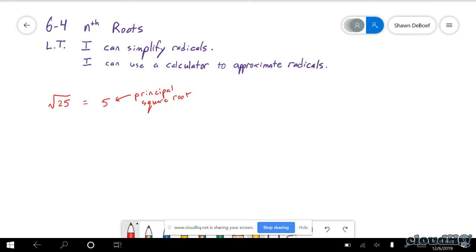If I wanted the one that's not the principal square root, I would put a negative in front of the square root. So if we see this, they're talking about the one that's not positive. What would you say for the negative square root of 25? A negative 5. What if we wanted both of them? That's when we would say plus or minus, and that would mean that we have positive and negative 5.